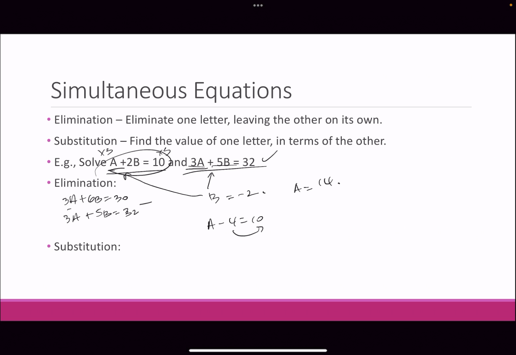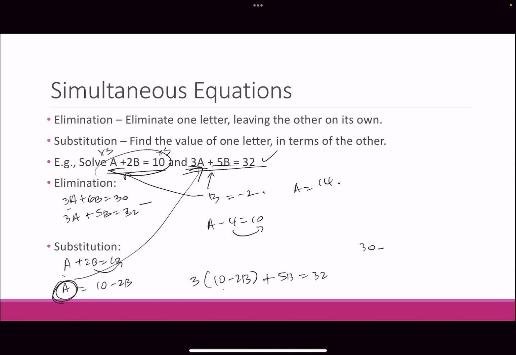Now let's try with substitution. I'm just going to use one equation here, a plus 2b equals 10. Let's find what a is in terms of b. So a, moving the 2b over, equals 10 minus 2b. I'm going to substitute this value of a into the other equation. So 3, and then instead of a, I'm going to write 10 minus 2b, plus 5b equals 32. Now expand this, so I get 30 minus 6b plus 5b equals 32. So 30 minus b equals 32. I move this over, b equals minus 2. And then if I sub that back into one of the equations, I'm going to get a equals 14.